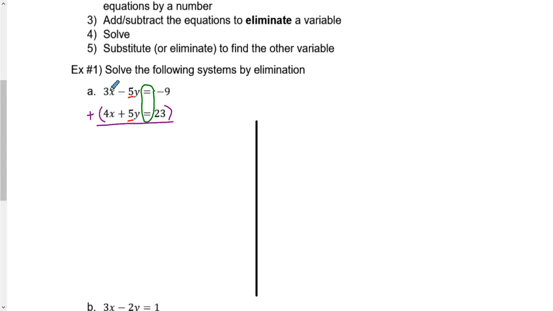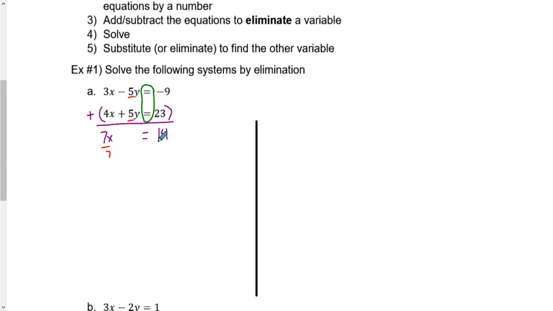Because here's what's going to happen. If I have 3x's and I add my 4x's, well, I have 7x's. If I have my negative 5y and I add my positive 5y, well, I have 0 y's. I don't have any y's to even write. My equal sign stays the same, and negative 9 adding 23 is 14. Now we have an equation, 7x equals 14.